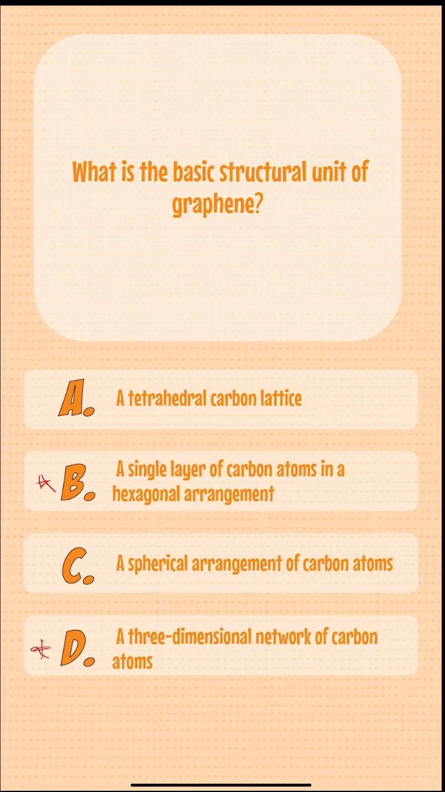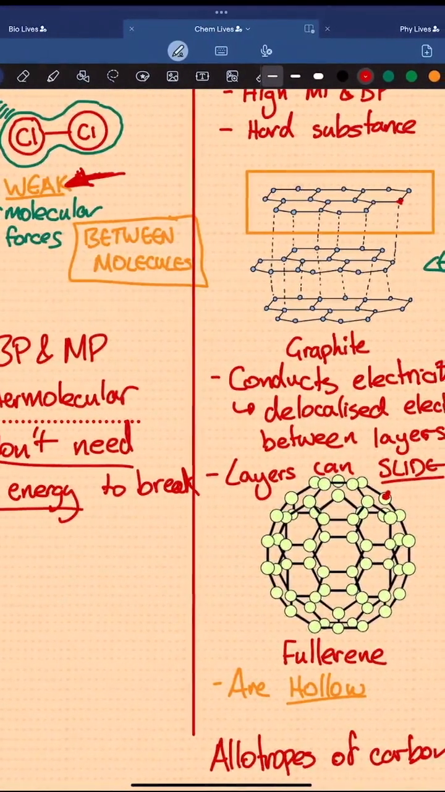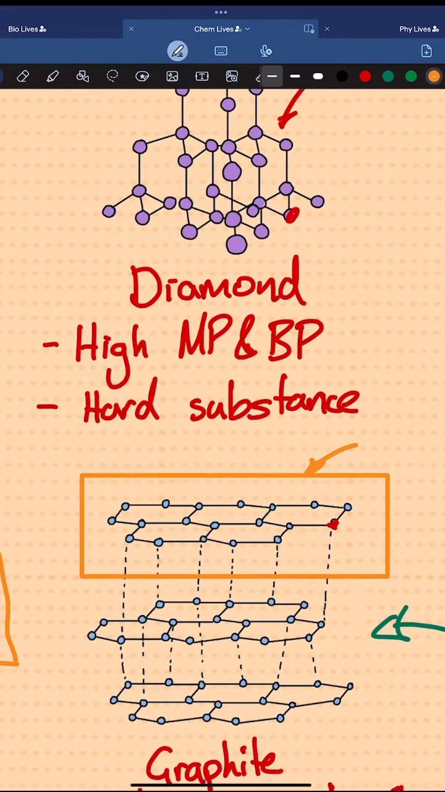Hope you guys know it's definitely not A, because remember that's diamond. Spherical arrangement, it's not spherical arrangement, that's the fullerene. Either B or D. Single layer, it's asking for graphene, not graphite. It's a single layer of carbon atoms in a hexagonal arrangement. Remember, graphene is one of these layers. So this thing here is graphene, is hexagons, and it's one layer.